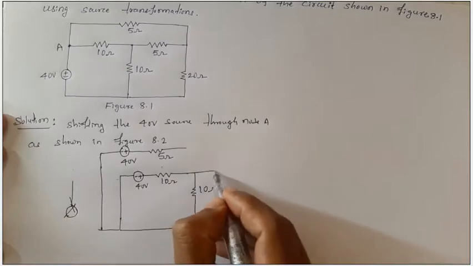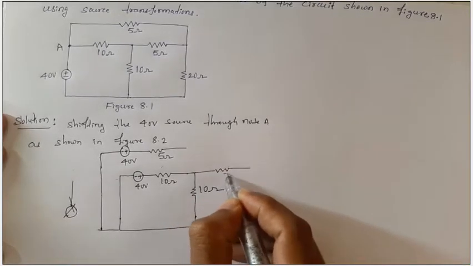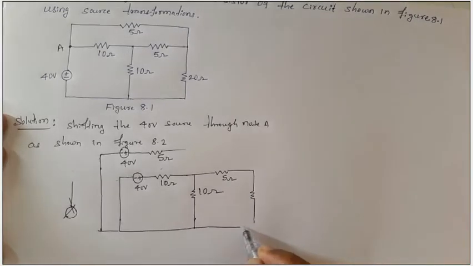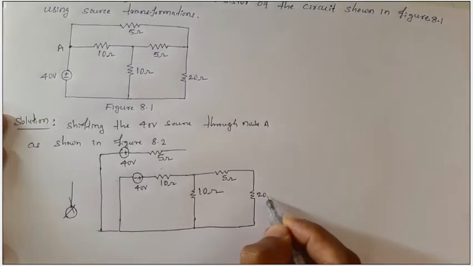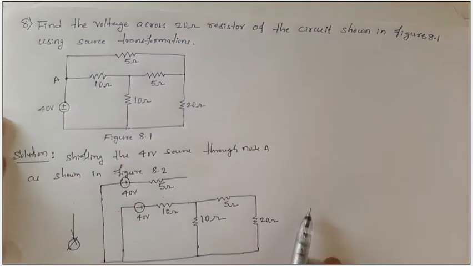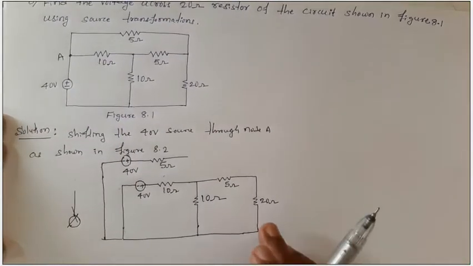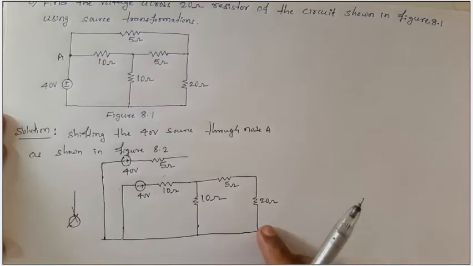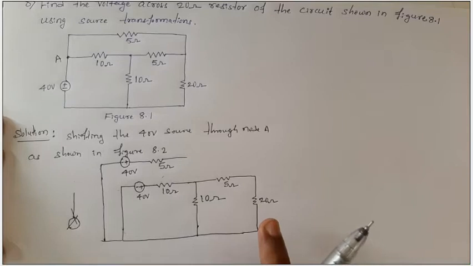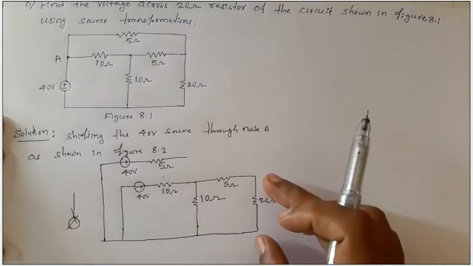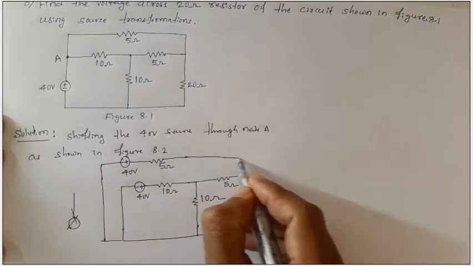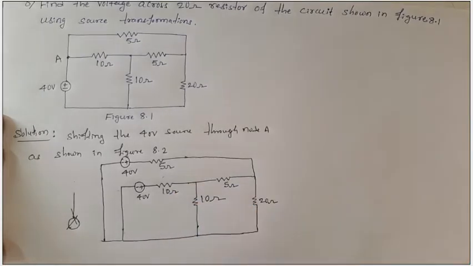I'll redraw it. This is 5 ohm, and here we have a 20 ohm resistor, and we are supposed to find the voltage across the 20 ohm resistor. Because of that, we should not convert this, or add this resistance with any other resistance. We should maintain this resistance till the end. We will find the voltage across this resistor. So this 5 ohm is connected here.